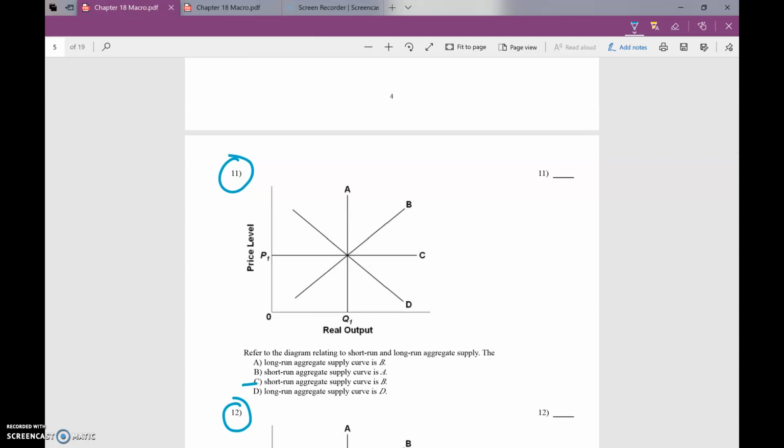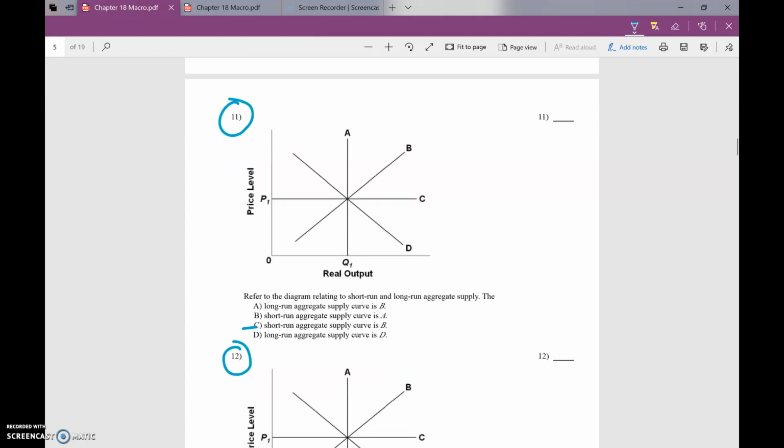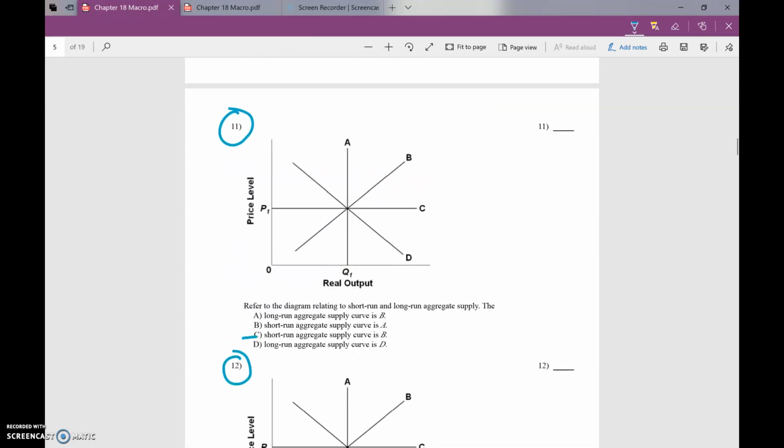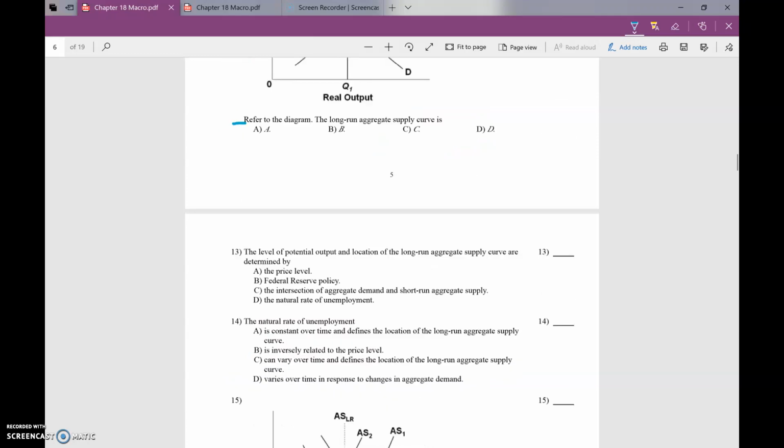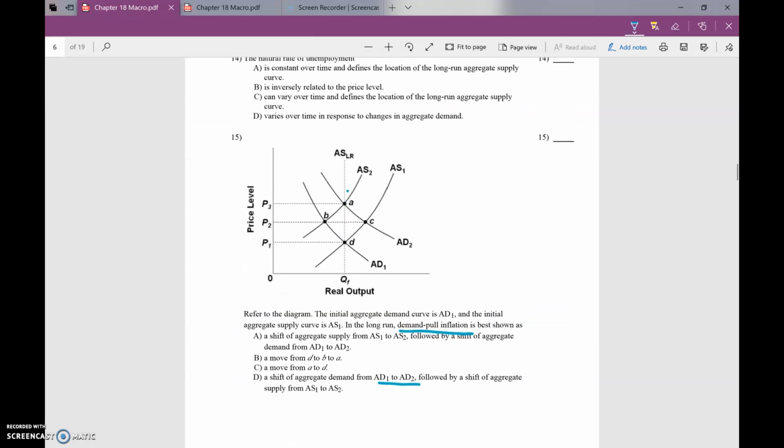Question number 11 and 12, these two are similar questions. This D is the aggregate demand curve. This curve B is the short run aggregate supply curve, and A is the long run aggregate supply curve. Now over here it is asking us about demand pull inflation. So the demand pull inflation works like that.